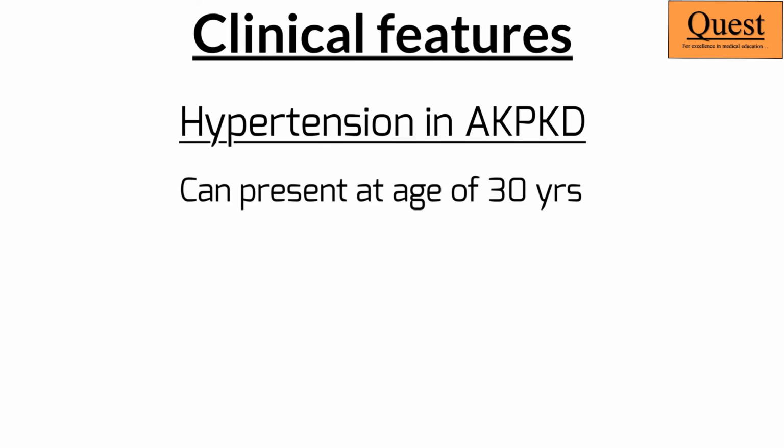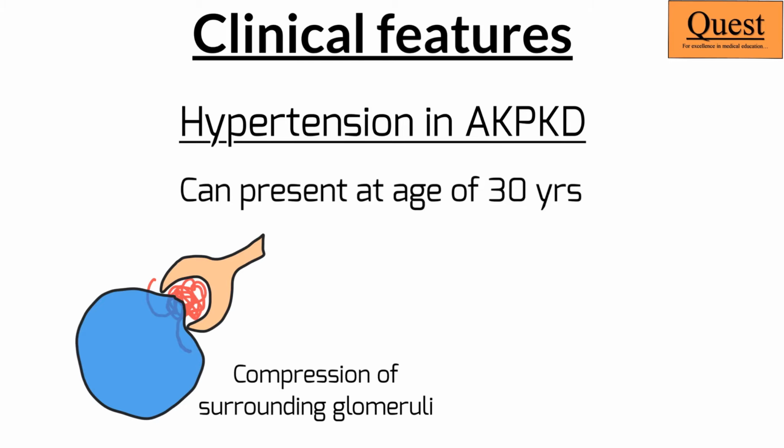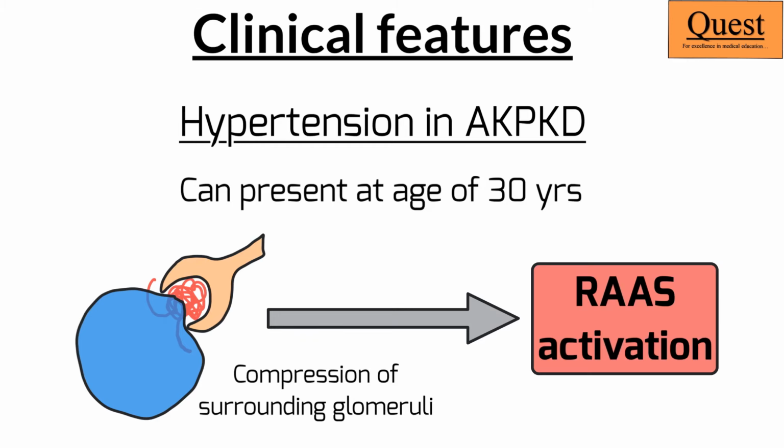This hypertension could have variety of mechanisms, but the most likely reason is that as the cyst would compress on the surrounding glomerular apparatus, it can cause activation of renin-angiotensin-aldosterone system. This activation of RAS leads to systemic hypertension.